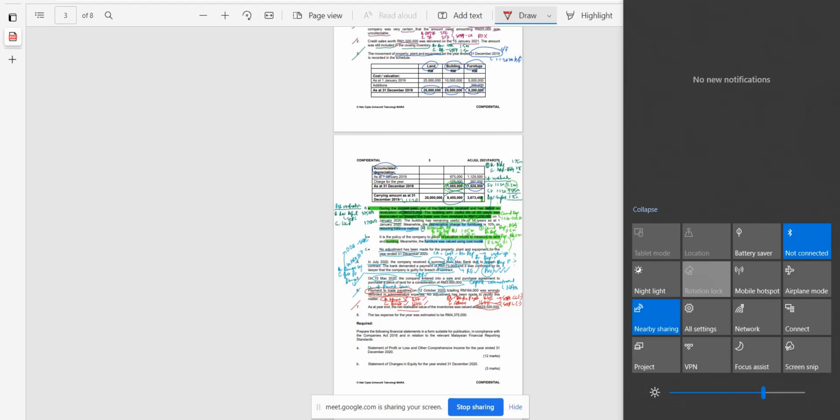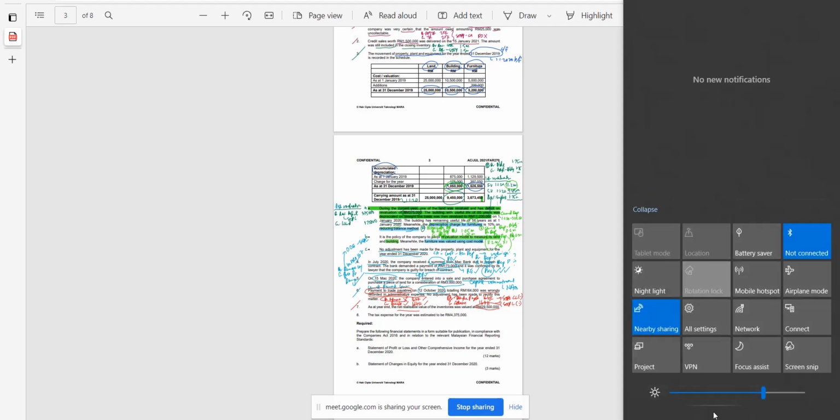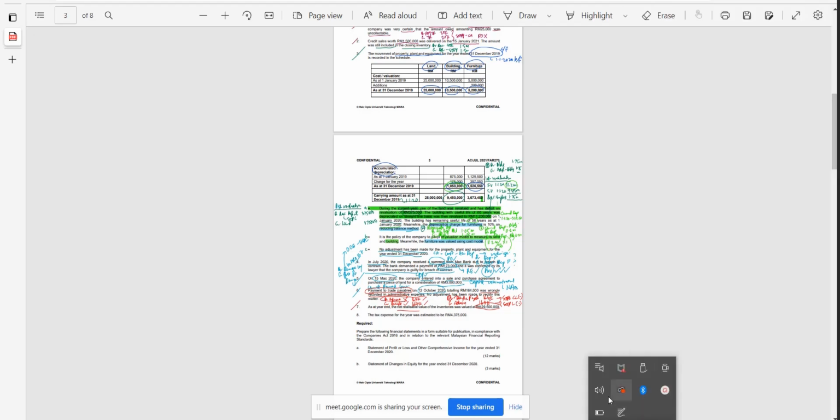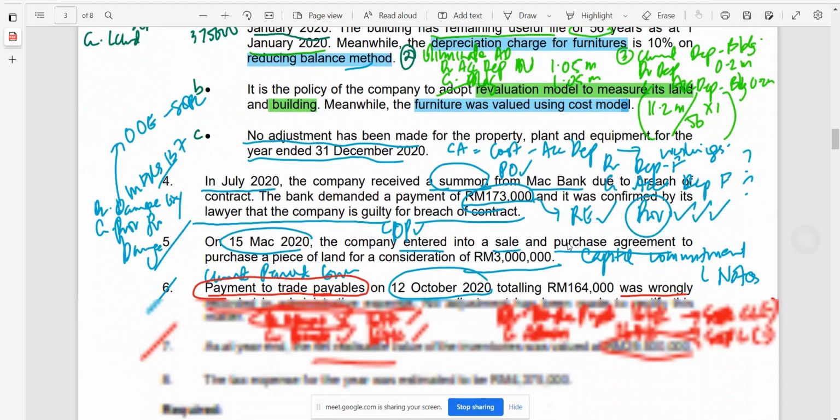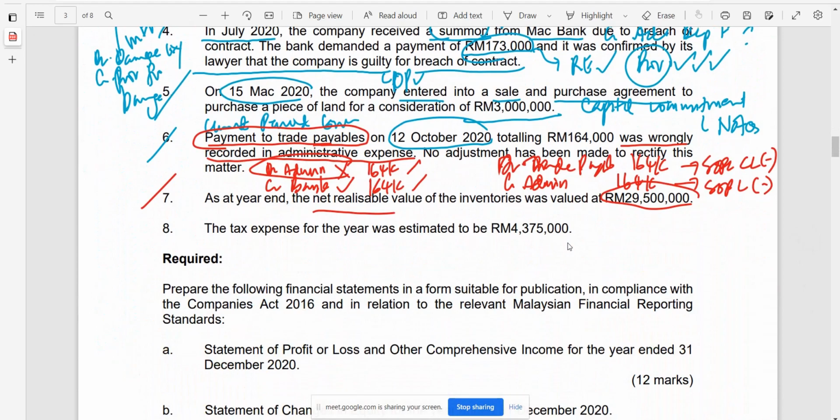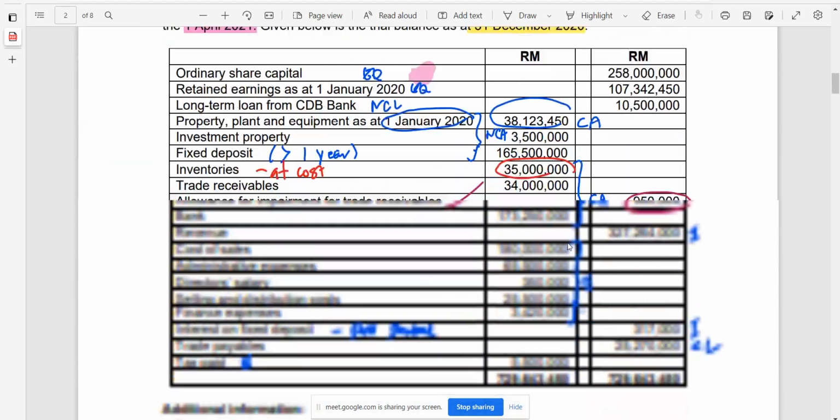Wait, yeah. What's wrong with this? Okay. It's getting smaller. I apologize for that. Okay. What was the figure just now? I forgot the amount now.